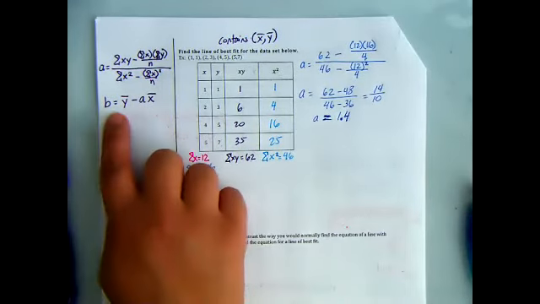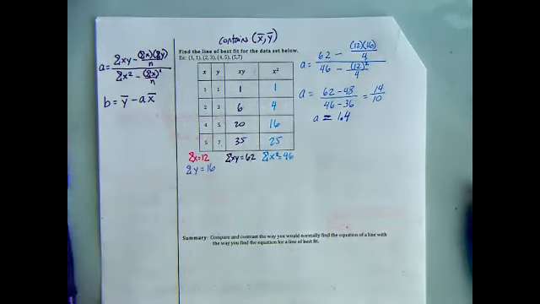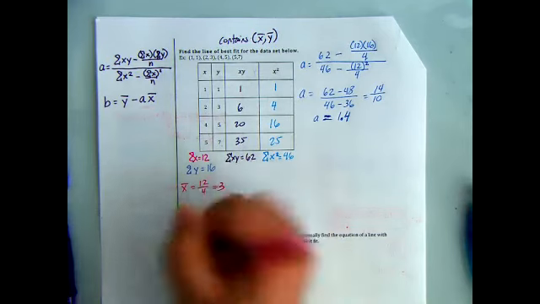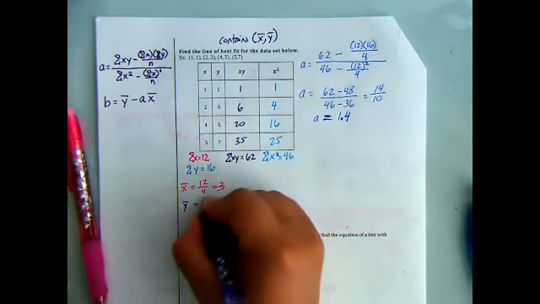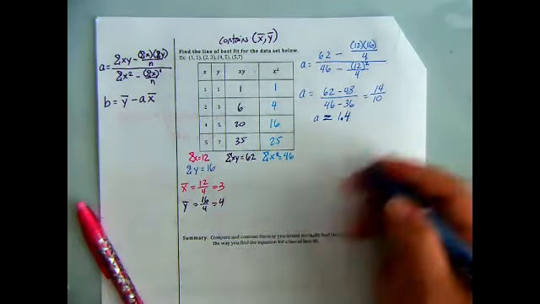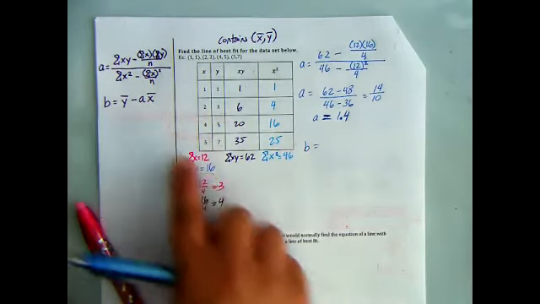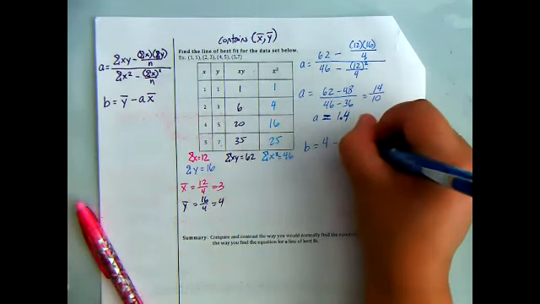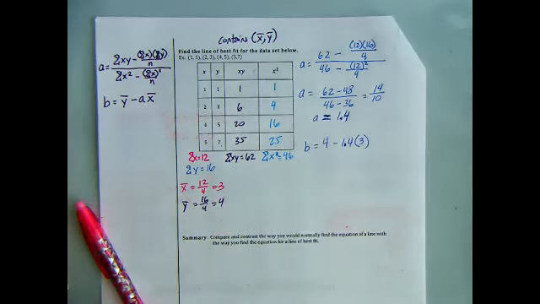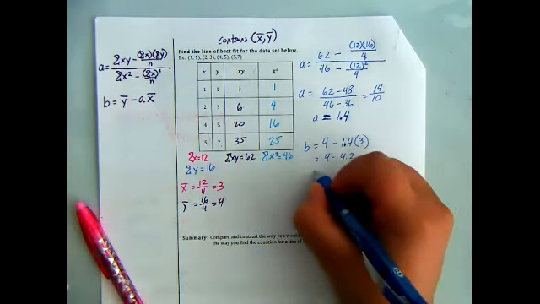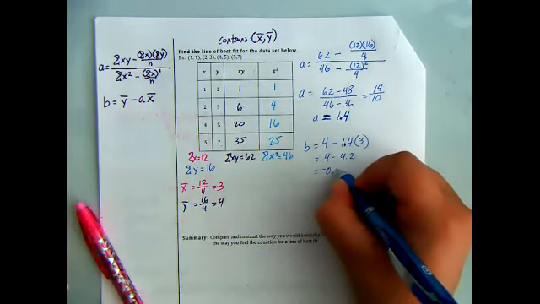Now you have to find your B, which means you need your Y mean and your X mean. I'm going to do this really quickly. Your X mean is just 12 divided by 4, which is 3. Your Y mean is 16 divided by 4, which is 4. So to find your B, you're just doing your Y mean, which is 4, minus A times your X mean, which is 3. So you do 1.4 times 3 is 4.2. So 4 minus 4.2, which is going to be negative 0.2.